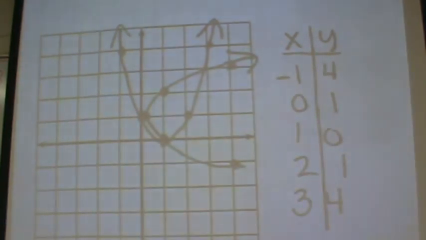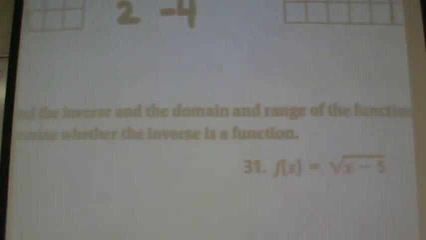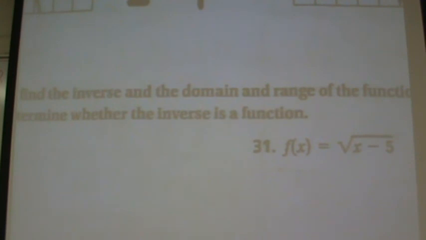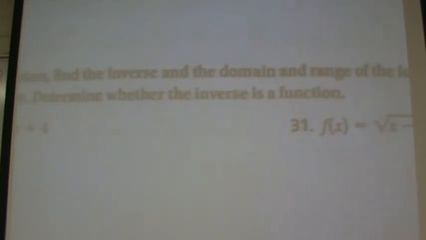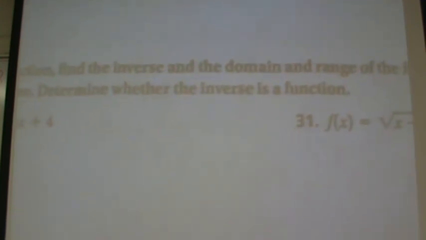So there's that one. Hey, for homework, I need you to do the last 5 problems. They're asking you to find the inverse and the domain and the range. You're gonna do the whole kit and caboodle with these last 5 problems.